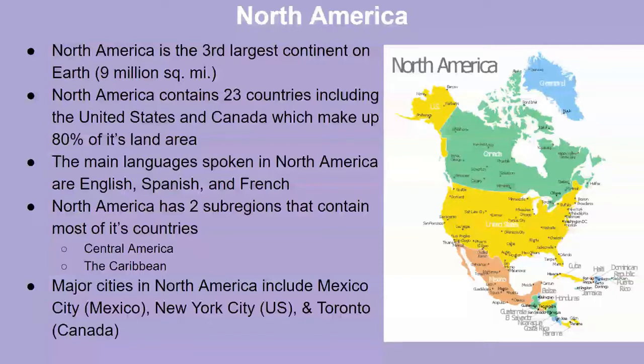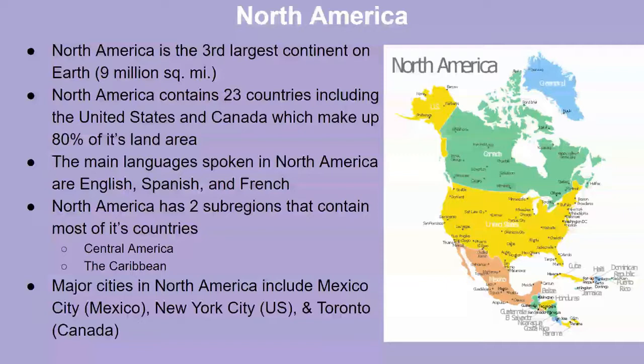We have Central America, which is just south of Mexico, and it's made up of 7 countries that connect Mexico to South America. And then we also have the Caribbean, or the Caribbean Sea, right? And here is lots and lots of islands, and most of the countries of North America are actually located here in this Caribbean region. Now, the 3 most spoken languages in North America are English, Spanish, and French.